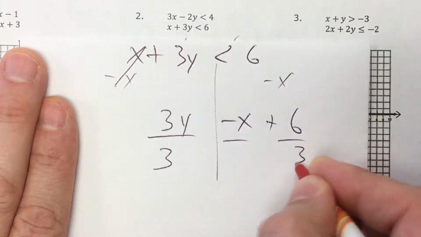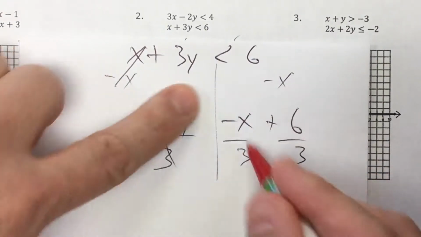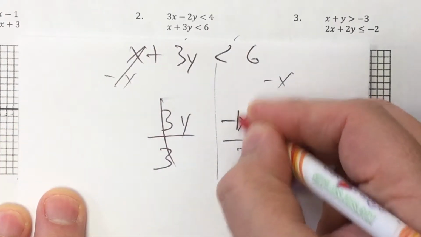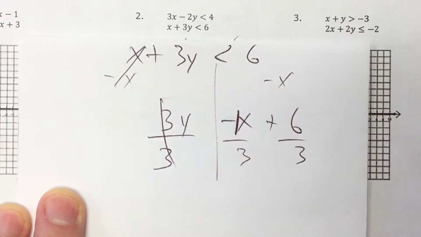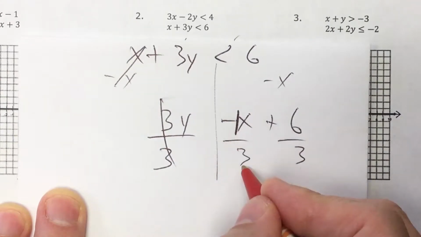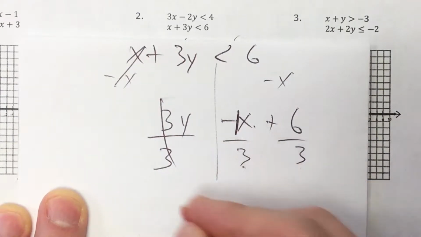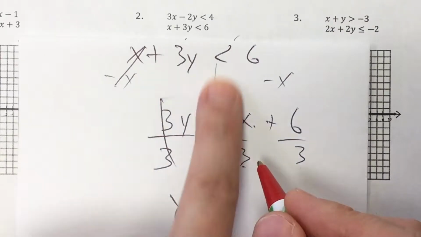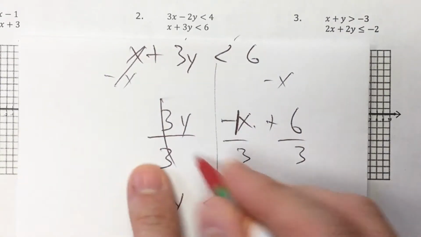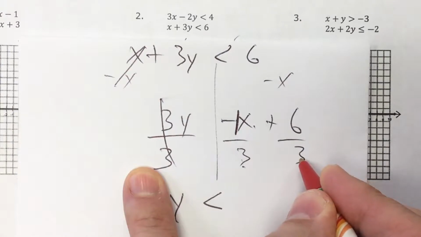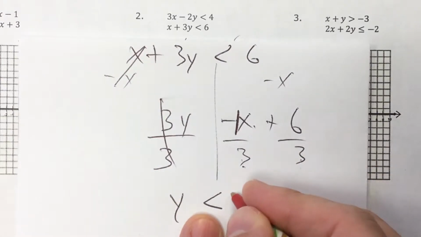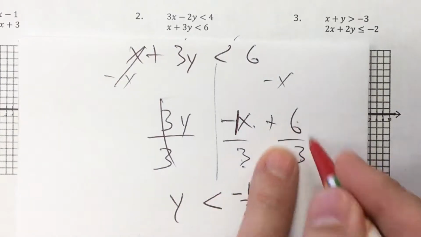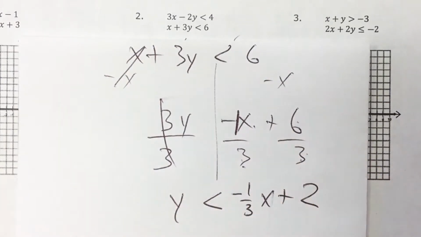Now this looks a little strange, right? How do you divide this by 3? There's no number here. That's when you remember to write in that little invisible 1 that's there. It's really negative 1/3 x is what you have there. So y is less than, I don't flip the inequality because that 3 was not negative when I divided, negative 1/3 x plus, and then 6 divided by 3 is 2.